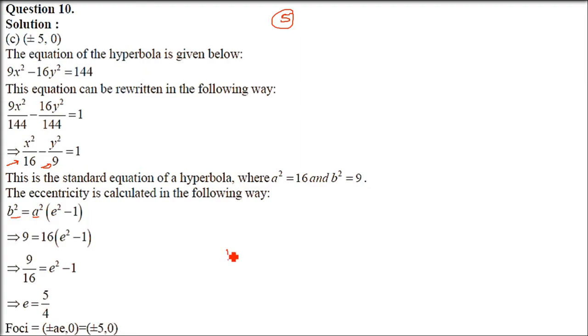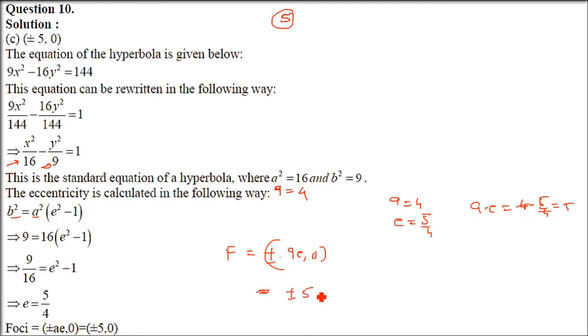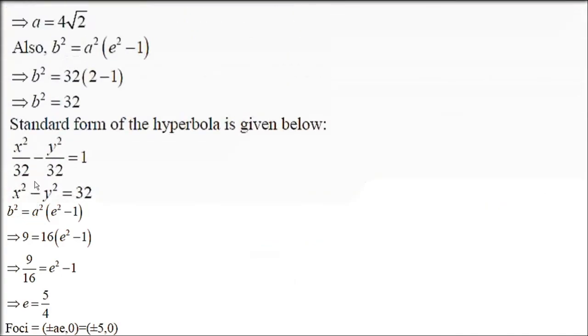Now e is 5 by 4. You know, the focus is plus minus AE comma 0. What is a? Because a square is 16, so a will be 4. And then you have e, so e is 5 by 4. So 4 into 5 by 4 is going to be 5. So you have plus minus 5 comma 0. This is your answer. Option C is correct.